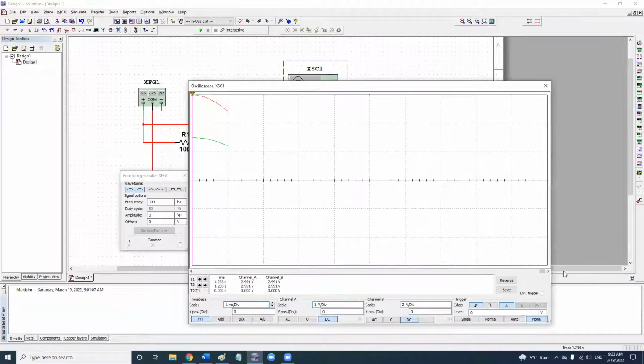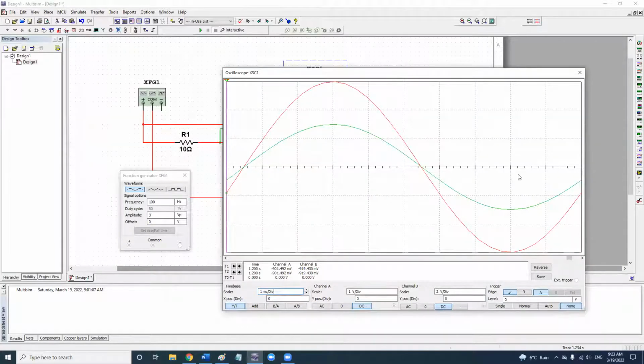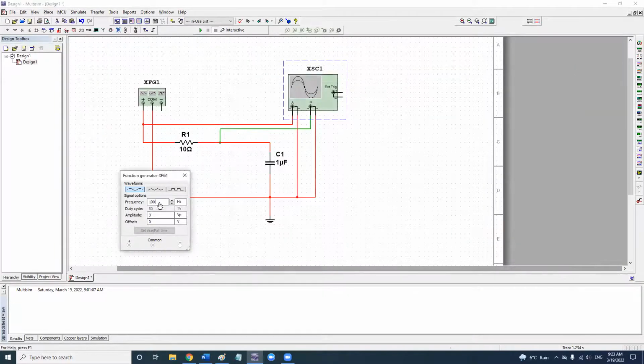So this is what happened. Obviously, sometimes it's too close to see the difference. So let's change the value.